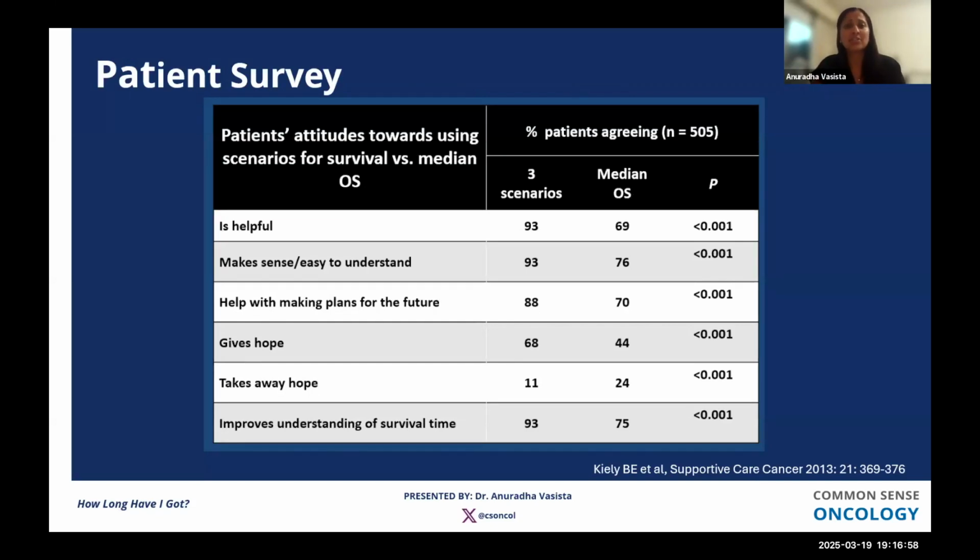And we compared this to a survey that was conducted by our same group, where we asked over 500 patients how they felt about receiving information in the way of 3 scenarios versus a median overall survival. And overwhelmingly, close to 100% of patients thought it was helpful to receive it in the way of 3 scenarios versus a median overall survival. And very interestingly, they felt that it gave hope and didn't take away hope, and improved the understanding of survival time receiving these 3 scenarios versus a median overall survival.